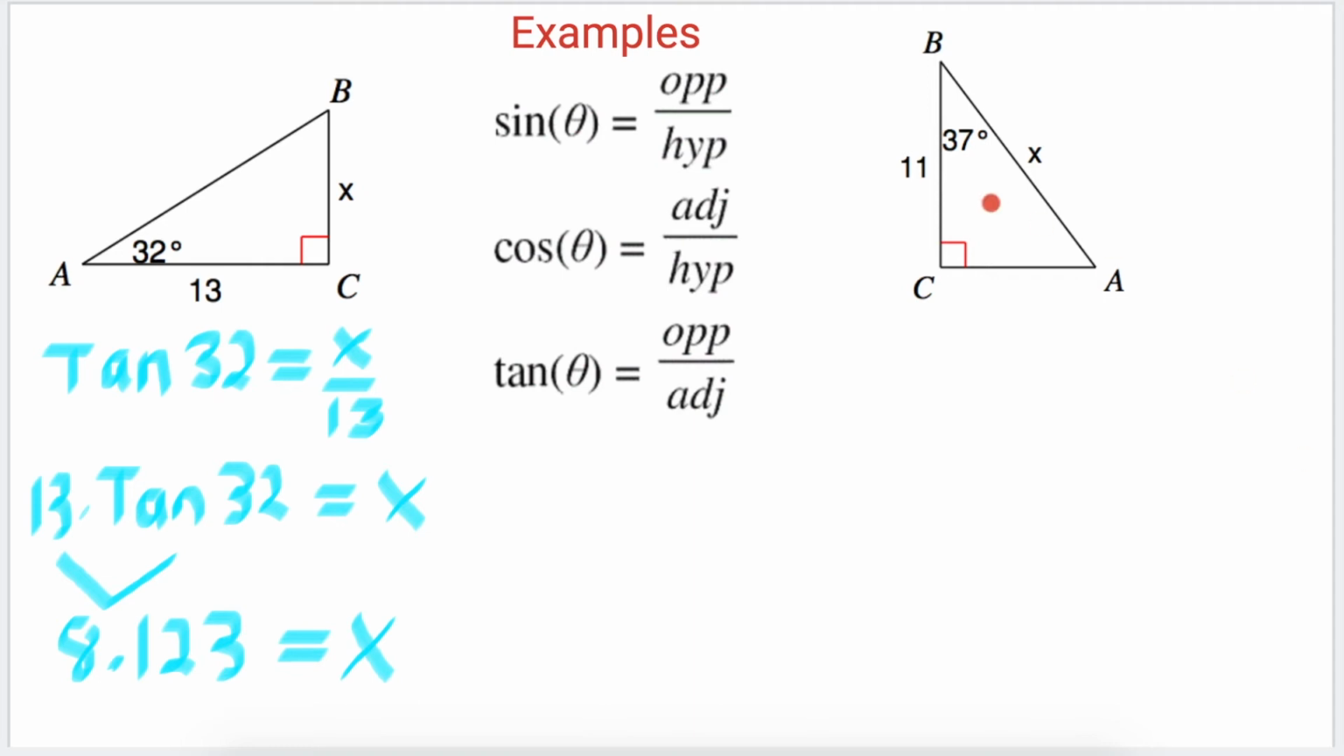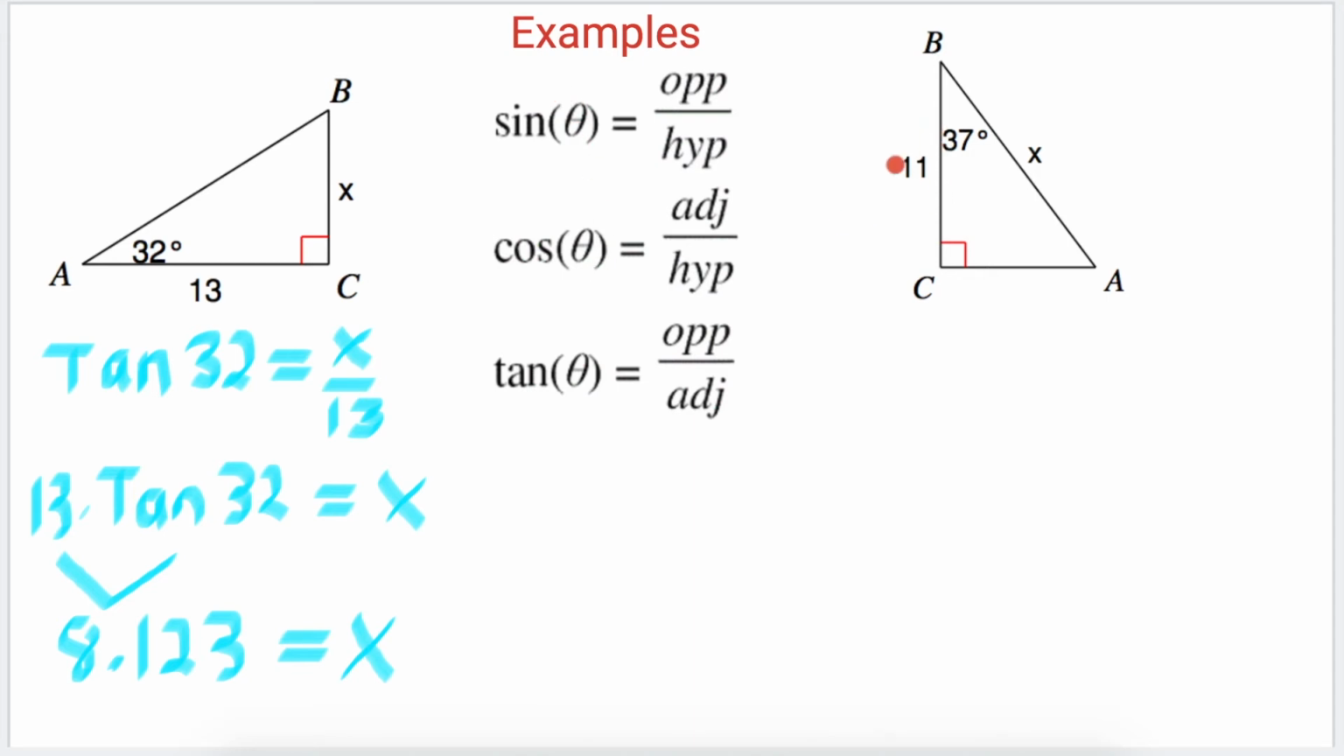In the second triangle, we are not given the longest side, but that's what we need to look for. We're given an angle, 37 degrees, and we're given a side here, 11. Since we're looking for the longest side, I know that we're not going to use tangent. We have to use either sine or cosine. So how do we know which one to use?